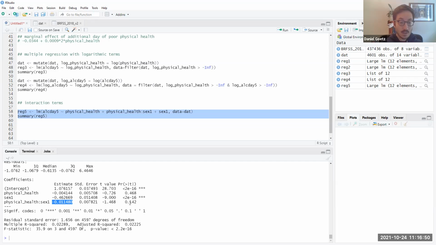Okay, again, this is insignificant. But what this is saying is that for women, those extra days of poor physical health have an especially negative effect on their number of days spent drinking.